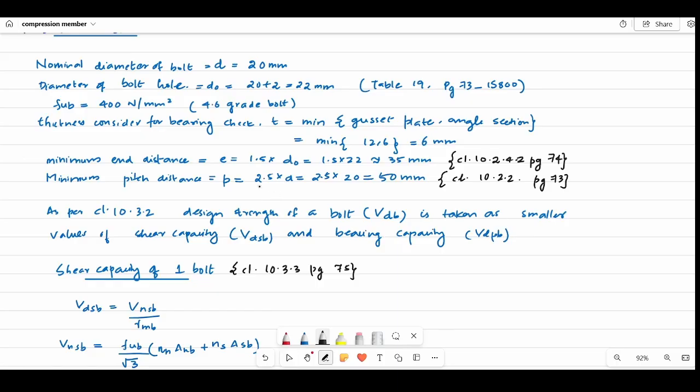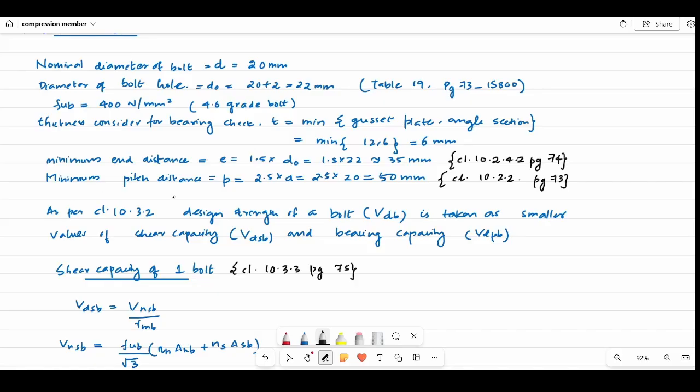So the minimum end distance will always be denoted as e, and it is equal to 1.5 times the diameter of the bolt hole. Now this is given in our clause 10.2.4.2 in page number 74. So while studying this problem, you have to use your code along with this, so that you can see what is written in each clause. So 1.5 into 22 will give you 33, and I assume it to be 35.